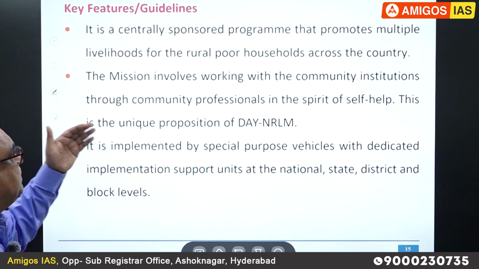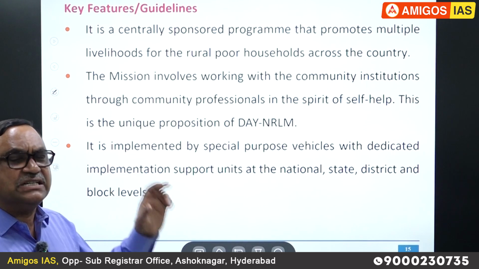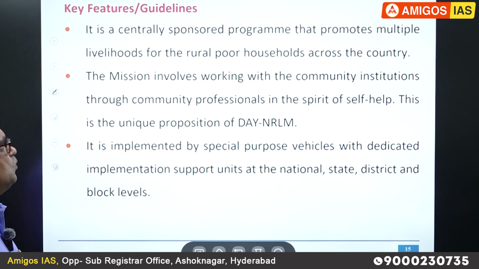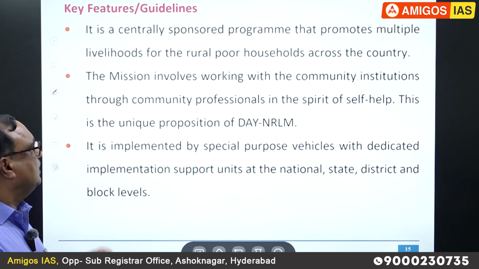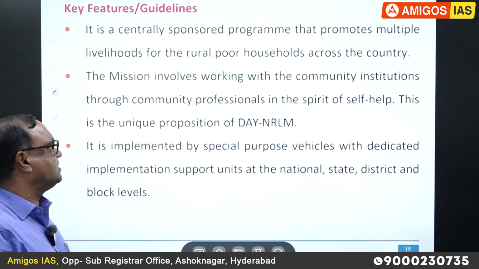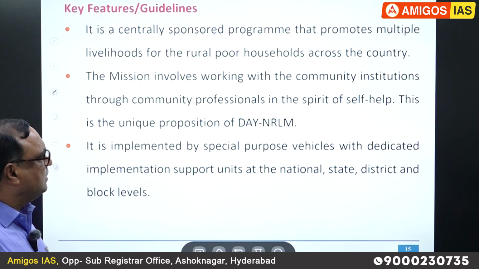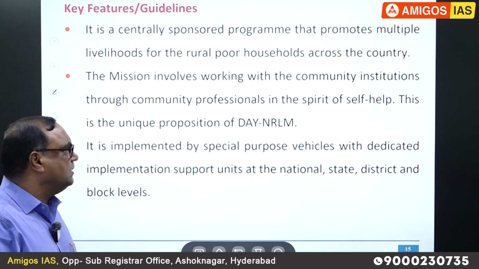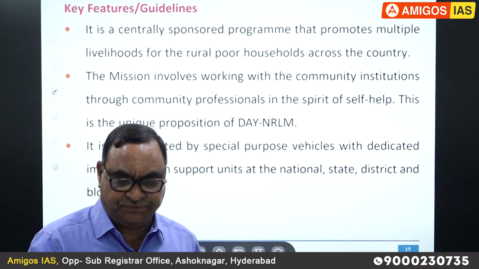Then what are the key features of this scheme? If we carefully go through the features, the first one is that it is a centrally sponsored program that promotes multiple livelihoods for the rural poor households across the country. Then the second one: the mission involves working with community institutions through community professionals in the spirit of self-help. This is the unique proposition of Deen Dayal Antyodaya Yojana National Rural Livelihoods Mission.